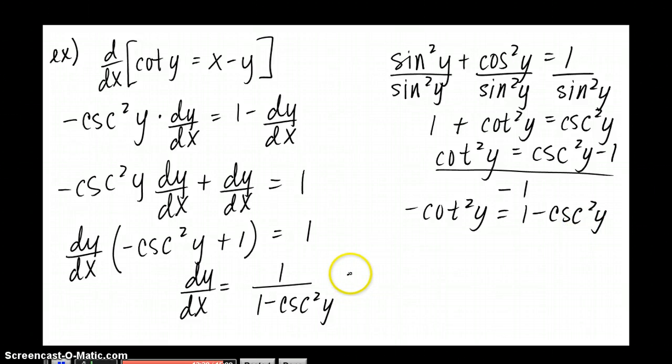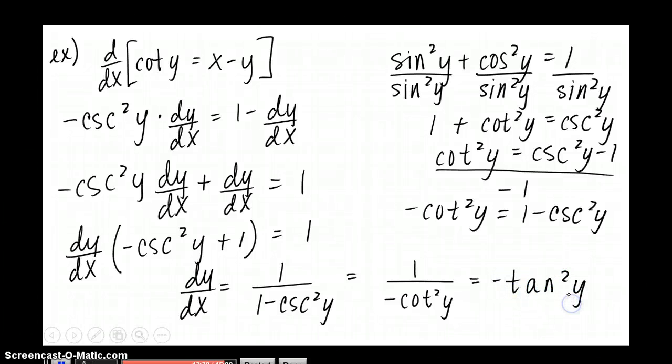So now in here I can replace my denominator with negative cotangent squared y. And what's the reciprocal of cotangent? So my final answer would be negative tangent squared of y for my derivative. We'll start with this problem tomorrow.